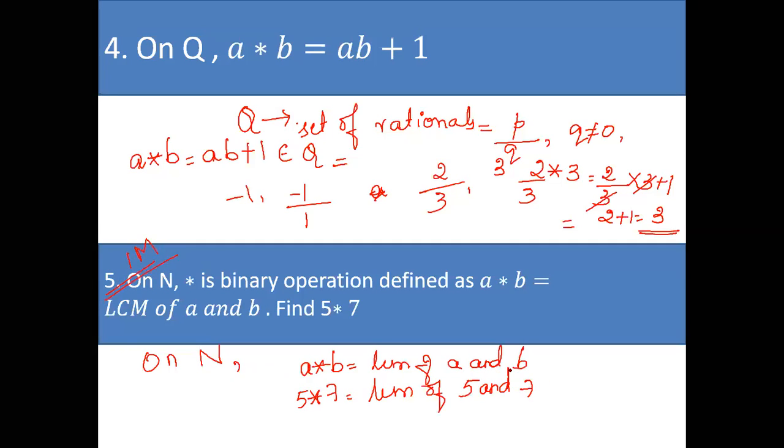So what is the LCM of 5 and 7, students? What is the LCM of 5 and 7? LCM, it's not HCF. LCM. I've asked LCM, not HCF. Yes, 35. 35. Good, students. Good. So what is the answer? 35. Note down this, they have repeated many times.